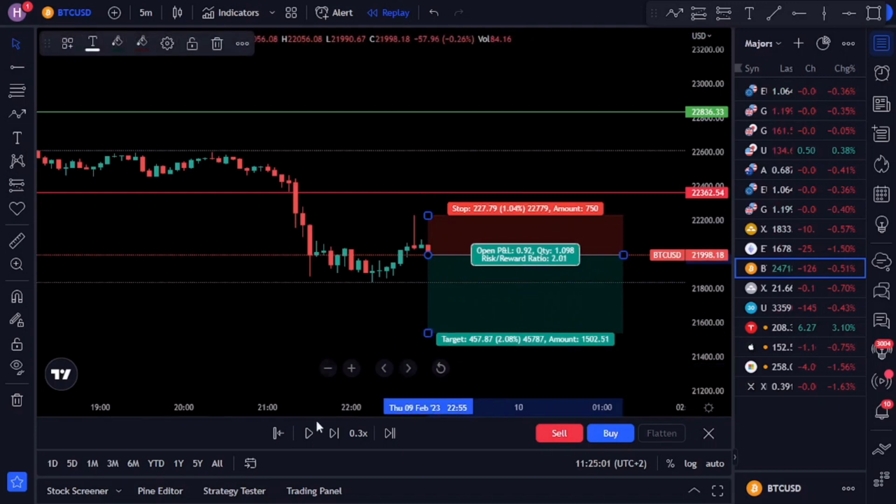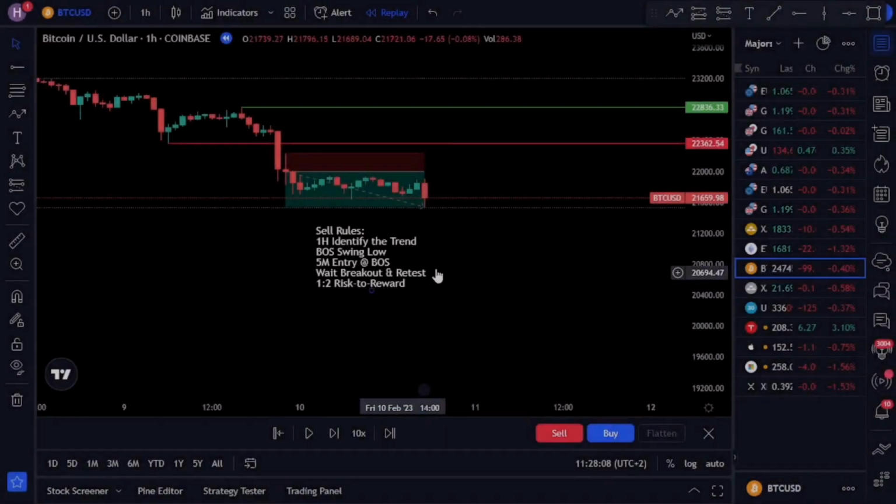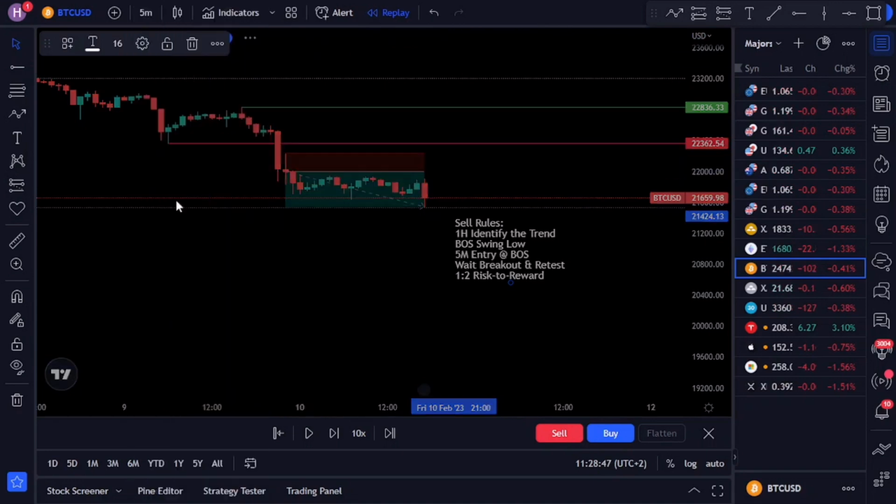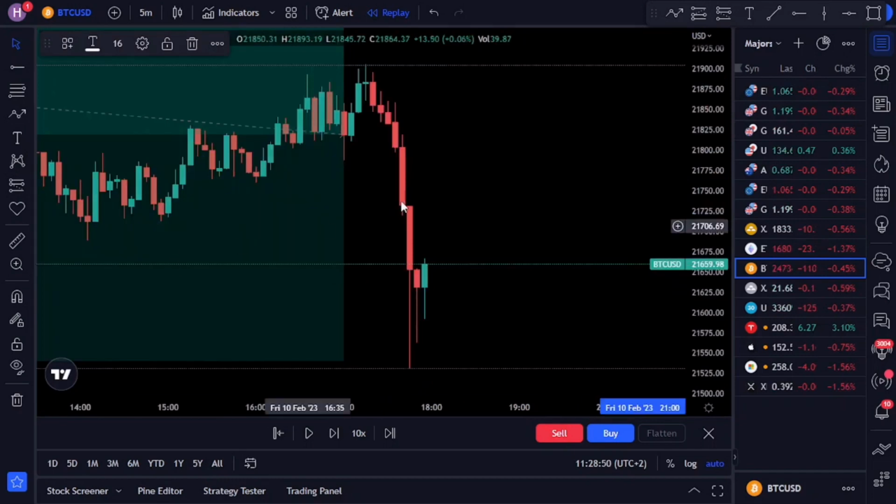Next, let's look at a short summary of the sell rules for the smart money concepts scalping trading strategy. First, on the hourly chart, we need to identify the overall trend and the most recent swing highs and swing lows. Our entry is when we have a break of structure or breakout happen at one of these swing lows. For a breakout, it is important to wait for a breakout and a retest candle. Then on the 5-minute time frame at the swing low, we are looking for our entry point, which is going to be a strong rejection candle.